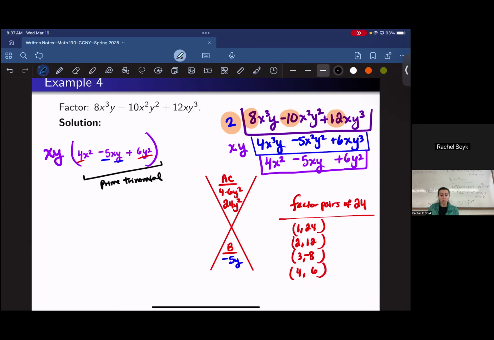Which actually in most cases, it's not the case. You will be able to factor it out. I think they're just trying to give you some examples of prime trinomials as we're building up our skills. We're just focusing on pulling out that greatest common factor.